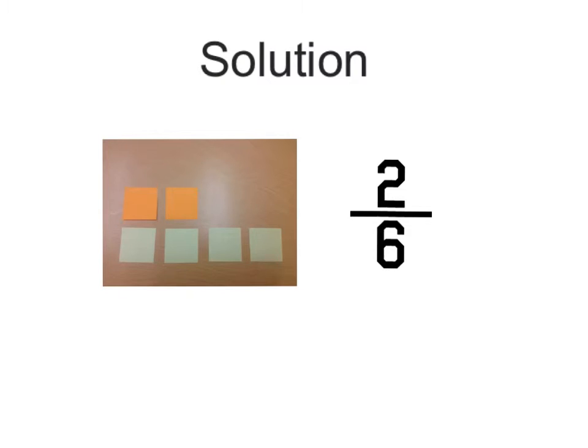Looking at the picture, there are 2 orange squares out of all 6. The fraction will be written 2/6.